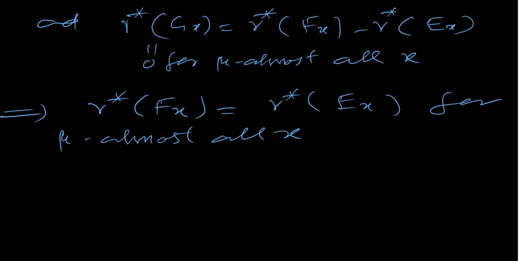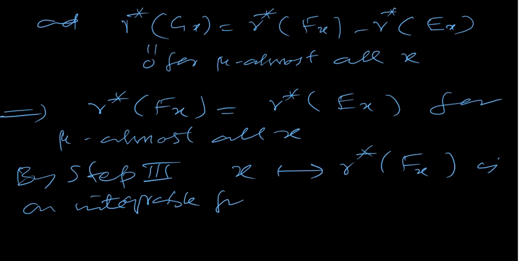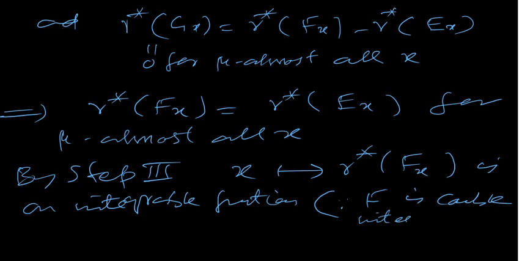So again, by step third, because f is a countable intersection of sigma sets, the function which maps x onto nu star of fx is an integrable function. Why? Because f is a countable intersection of sigma sets. So this is an integrable function, but they are the same mu almost everywhere.